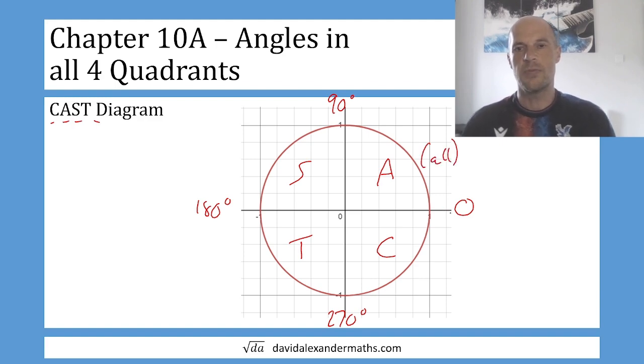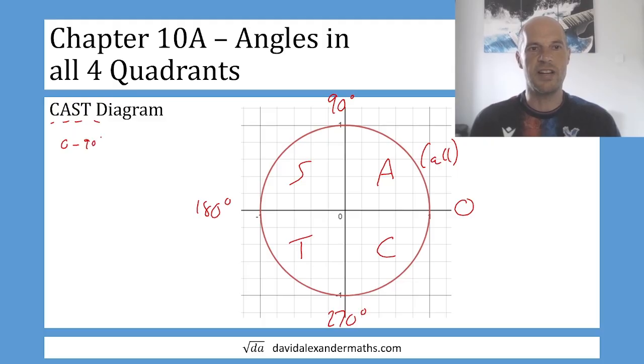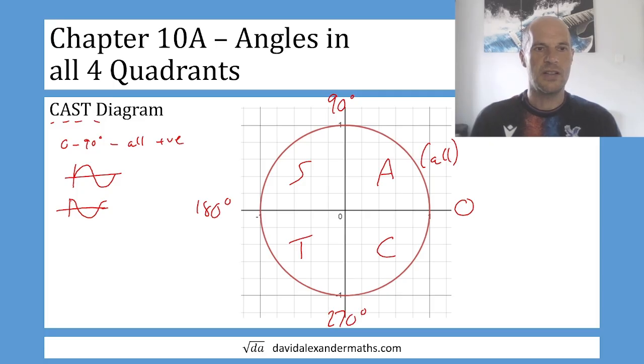Okay, so what does this all mean? Well, in this quadrant here, we are going from 0 to 90 degrees. So between 0 and 90 degrees, all three functions are positive. If we take a quick look at the sine curve, between 0 and 90, we are getting a positive value. For cos, between 0 and 90 degrees, we're also getting a positive value. And let's take a look at tan. Remember, these asymptotes are at 90. Between 0 and 90, tan is always positive.